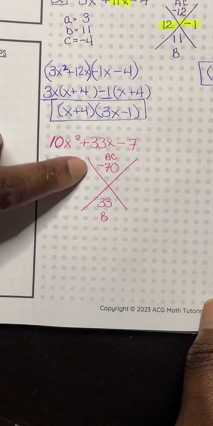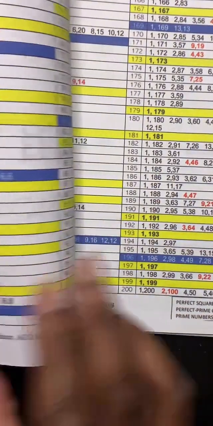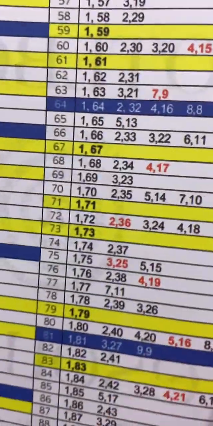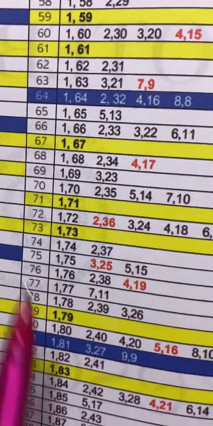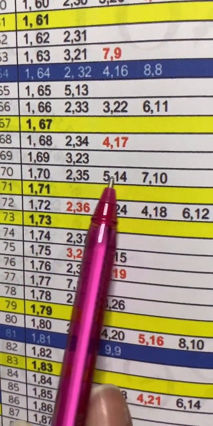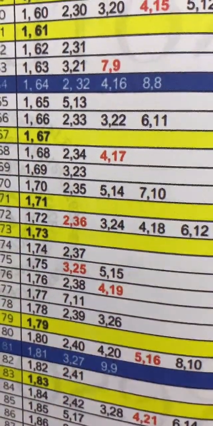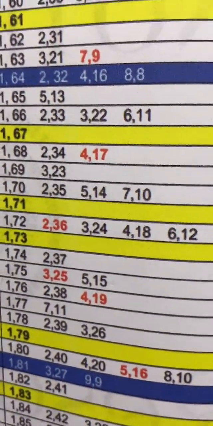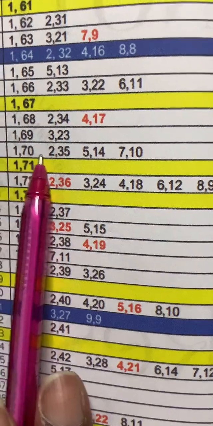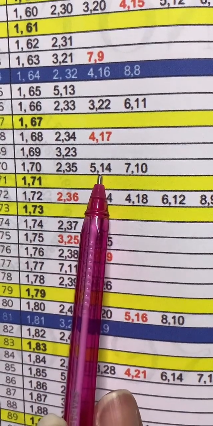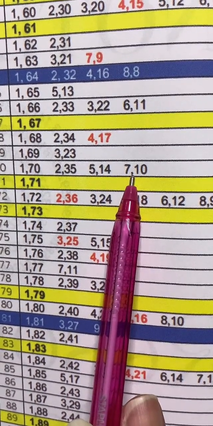All right, so we need to think of the factors of negative 70, or at least 70. You can use your calculator, or if you have your handy dandy math notebook, you can go to 70. One of these factors has to be a negative, because we need it to equal 33. So here I go with 70. We have 1 and 70, 2 and 35, 5 and 14, and 7 and 10.